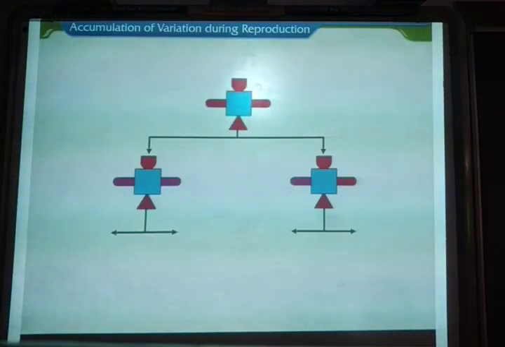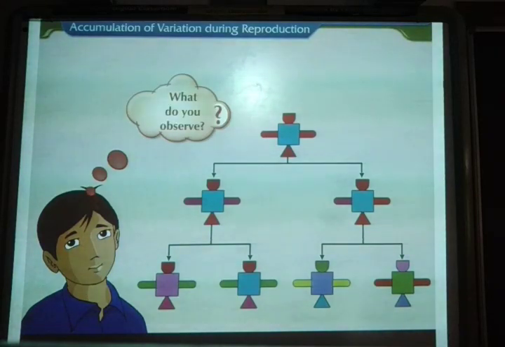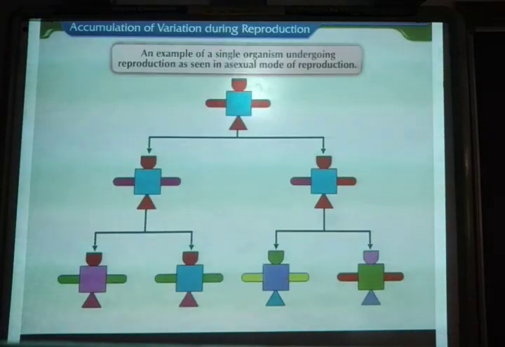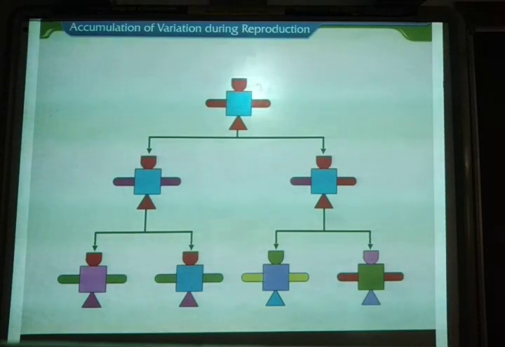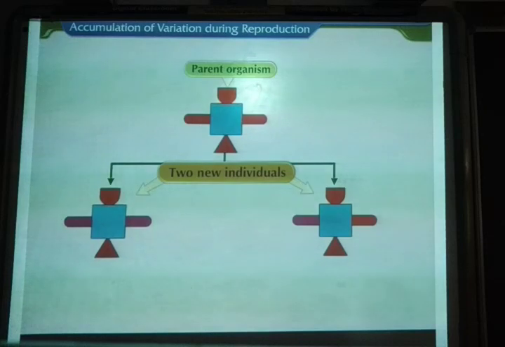Let us understand this concept with the help of an example. Look at the figure carefully. What do you observe? The figure illustrates an example of a single organism undergoing reproduction as seen in asexual mode of reproduction. The parent organism reproduces and gives rise to 2 new individuals.